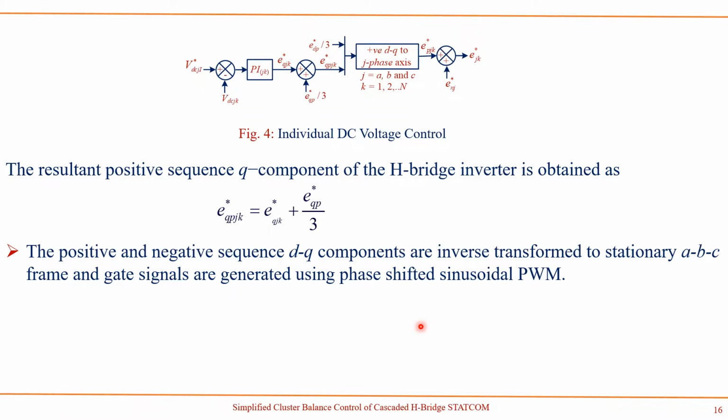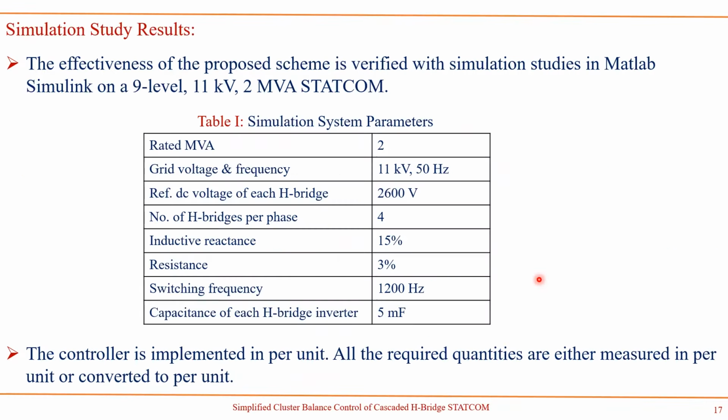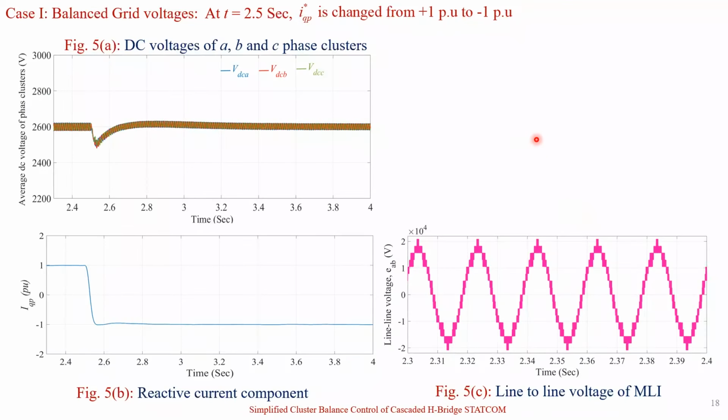The positive and negative sequence DQ components are inverse transformed to stationary ABC frame and gate signals are generated using phase shifted sinusoidal PWM. The effectiveness of the proposed scheme is verified with simulation studies in MATLAB Simulink on a 9-level 11 kV 2 MVA STATCOM, and the simulation system parameters are given in table 1. The controller is implemented in per unit and all the required quantities are either measured in per unit or converted to per unit.